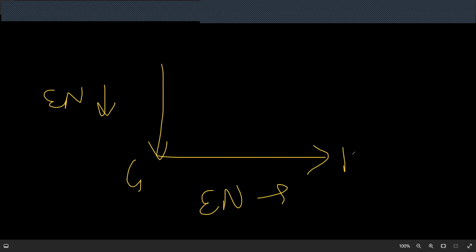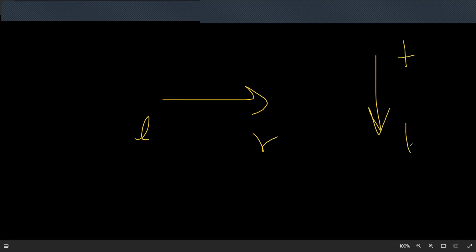Now let's talk about electronegative character and metallic character. Electronegative character increases across a period from left to right and decreases down, top to bottom. So basically, electronegative character increases going from here to here and decreases going down. Now metallic character, so basically metallic character decreases across a period and increases down a group.